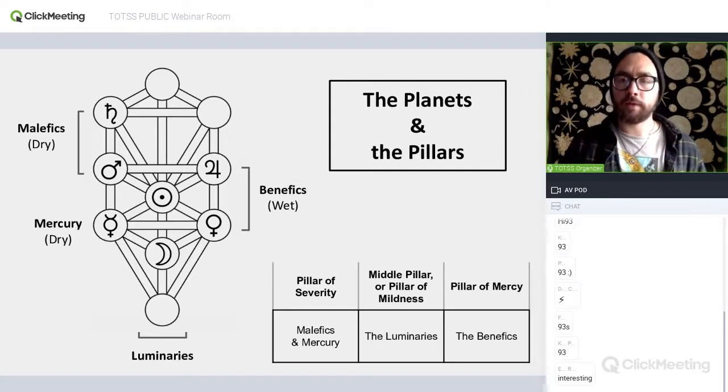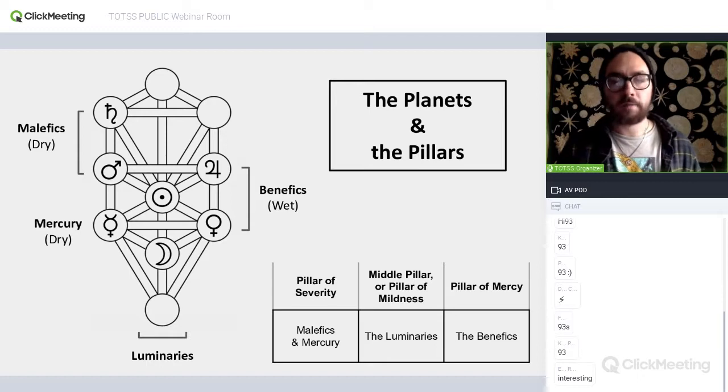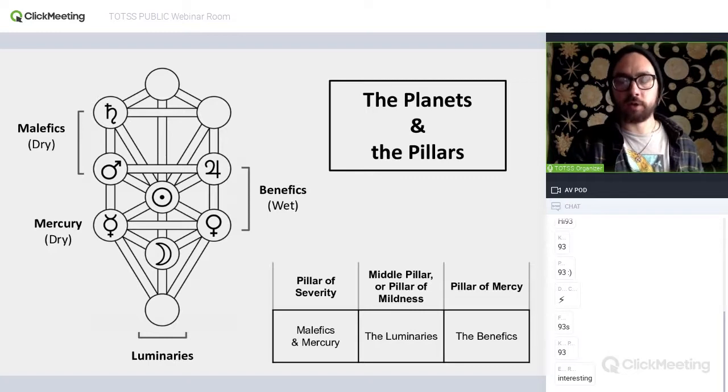But then I was also thinking that if you look at the temperament and qualities, the benefics both share the quality of being wet, right? Jupiter is warm and wet, and Venus is cool and wet. And then the malefics share the quality of being dry. Saturn is cold and dry, and Mars is hot and dry. Now, Mercury, as we talked about 2 weeks ago, is very variable, but does tend towards dry. So if we think of that dry quality of Mercury, it makes sense. The pillar of severity is associated with dryness, and the pillar of mercy is associated with moisture. And then, of course, the luminaries: the Moon is cool and wet, and the Sun is hot and dry. So they're kind of balanced in the middle.